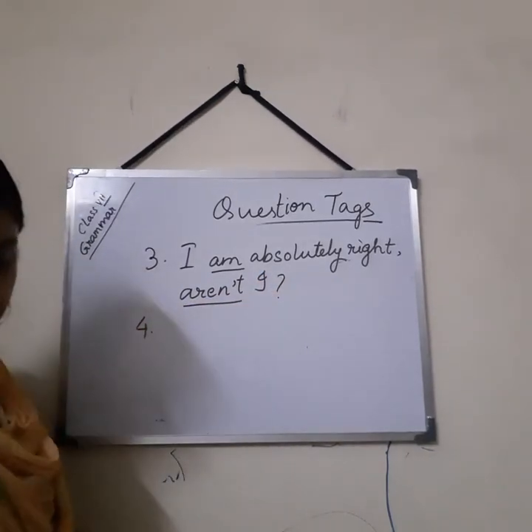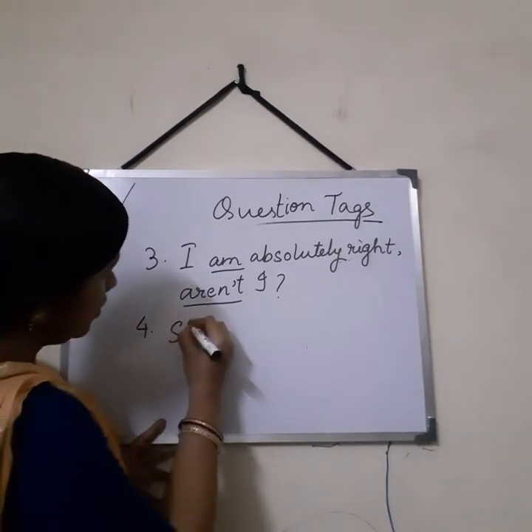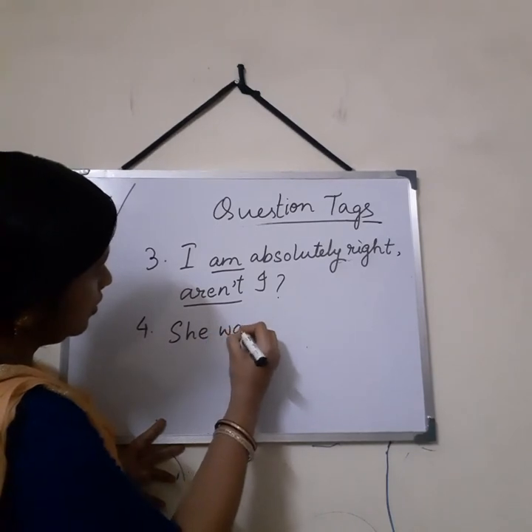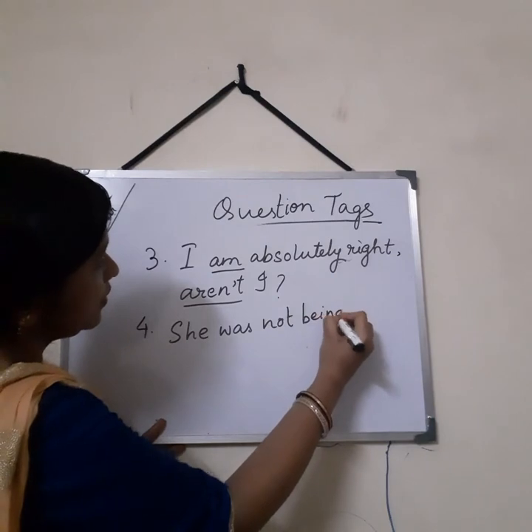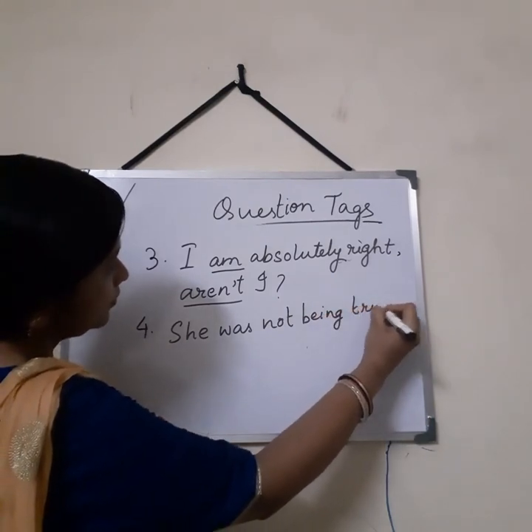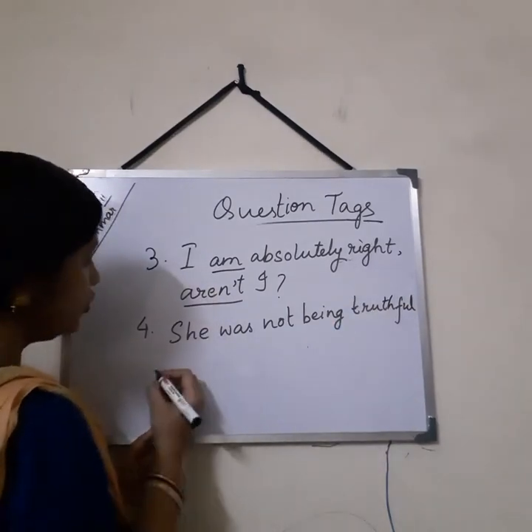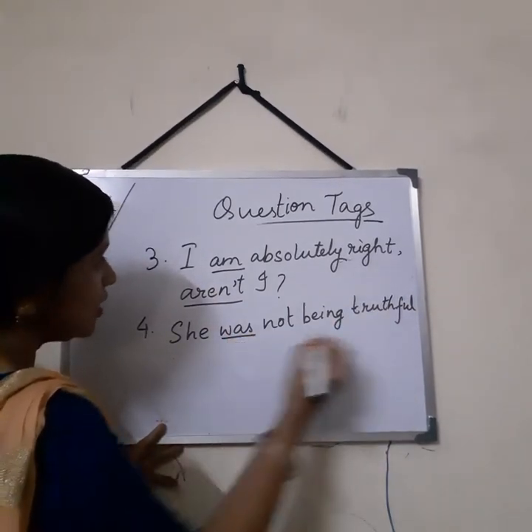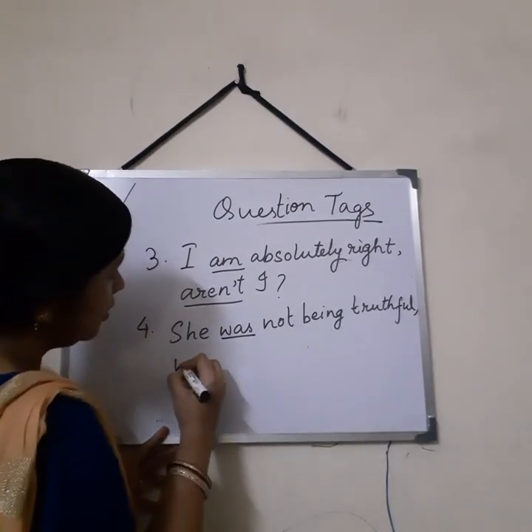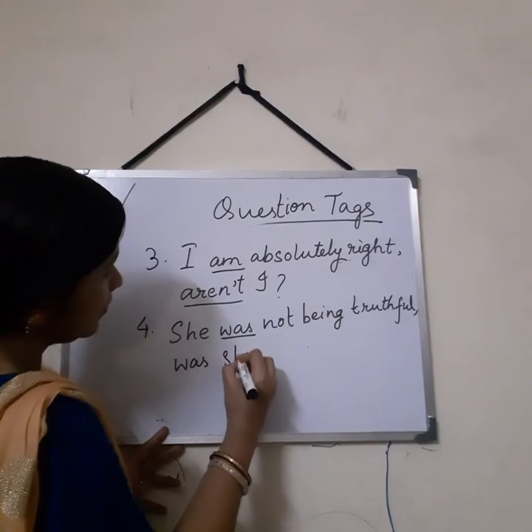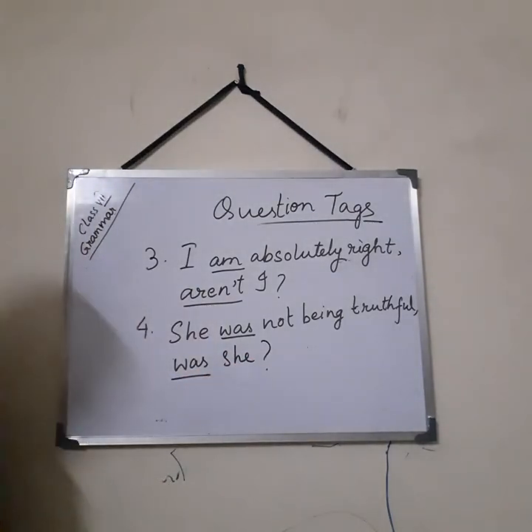Number 4 is she was not being truthful. Not being truthful, that means this is a negative statement. A normal assertive statement, but negative. She was not being truthful. So this is the auxiliary. The same auxiliary will come here as well. She was not being truthful, was she? Then you put a question mark. Okay. Like this.